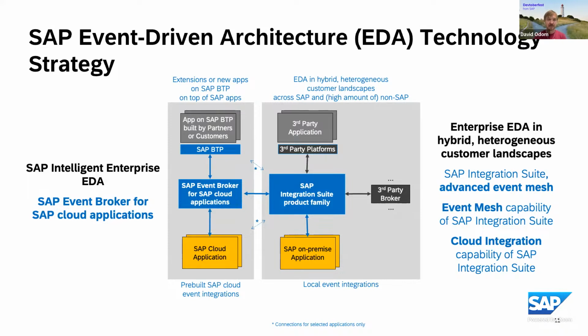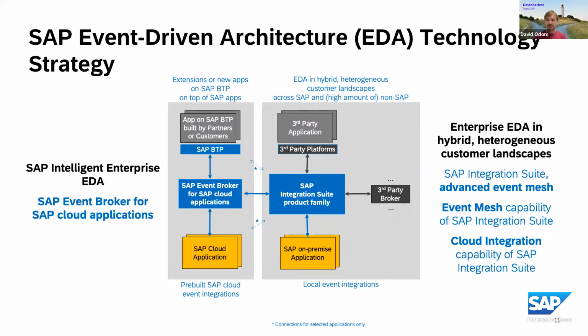There's a lot of third-party solutions out there which also need to be integrated. And as well, a lot of customers still have a heavy on-premise footprint. And this is where the SAP Integration Suite product family comes into the picture. So as it says, the enterprise EDA and hybrid heterogeneous customer landscapes. And there's three capabilities of the Integration Suite which are of interest here in different cases.